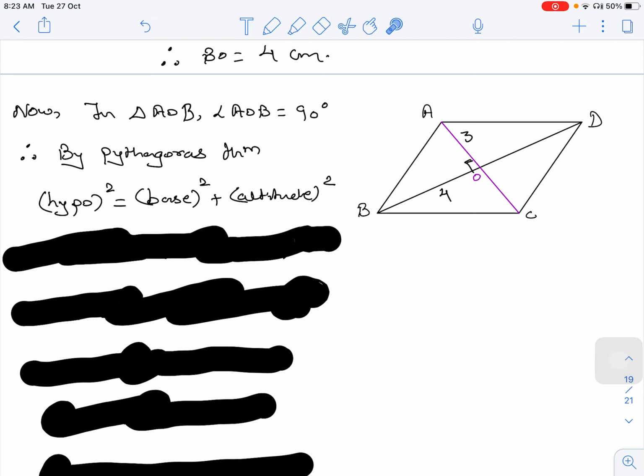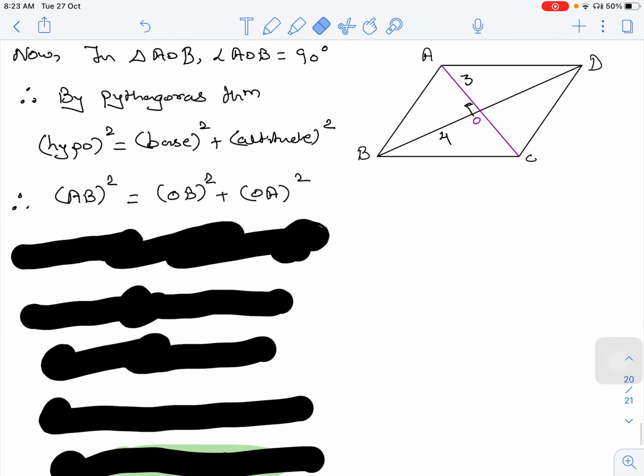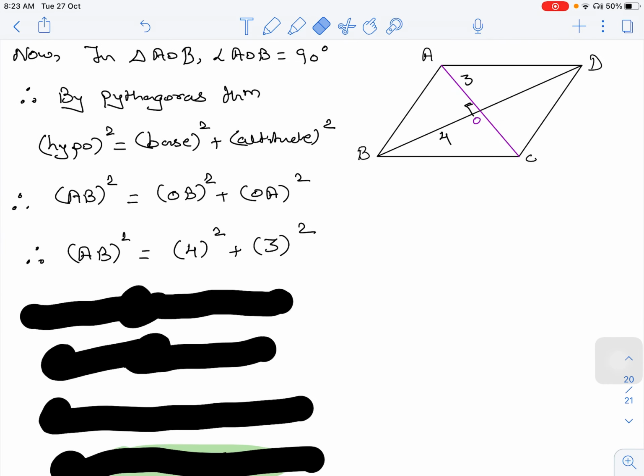Now, what is our Pythagoras theorem? Hypotenuse square equals base square plus altitude square. Now, in this triangle, which side is the hypotenuse? AB. So we have to mention it over here. So what you will get? AB square equals OB square plus OA square. So in the next step, we have to write its value. Now AB square is unknown. So what is the value of OB? It is 4, plus AO, that is 3.